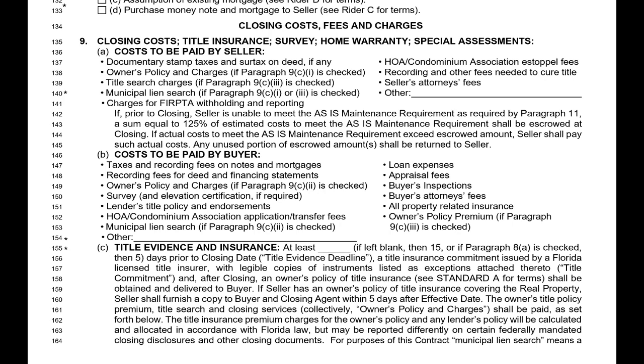Title insurance and evidence. The title company is going to run a lien search. They may also run a permit search. You can close with open or expired permits. Open or expired permits are not blemishes, they're not clouds on the title that would prevent a closing.